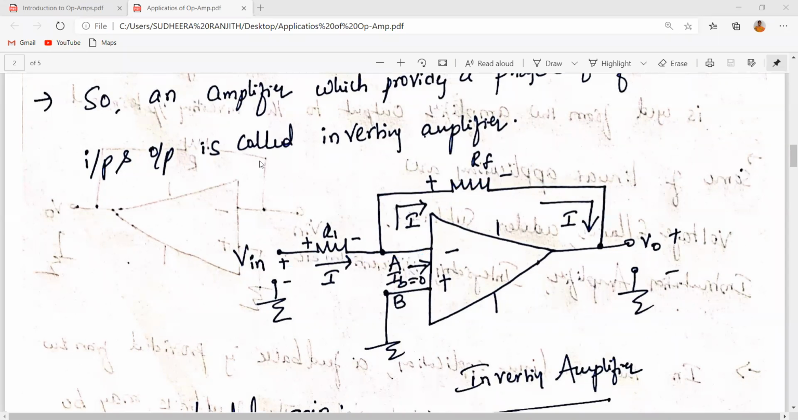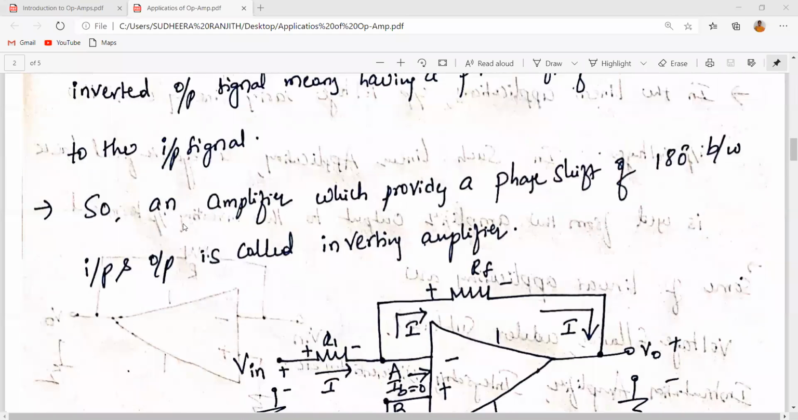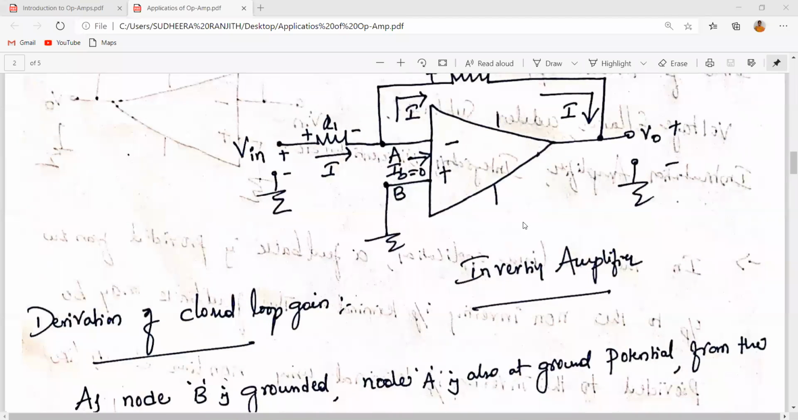That's why the name suggests the output of such an amplifier is inverted as compared to your input signal. The inverted output signal means having a phase shift of 180 degrees as compared to the input signal. So an amplifier which provides a phase shift of 180 degrees between input and output is called an inverting amplifier. This is the basic definition of the inverting amplifier. Coming to the analysis.